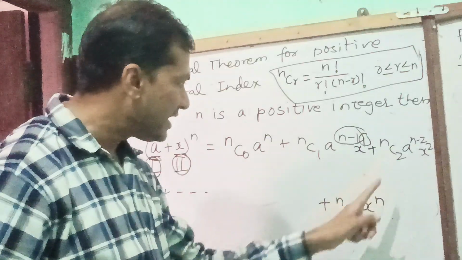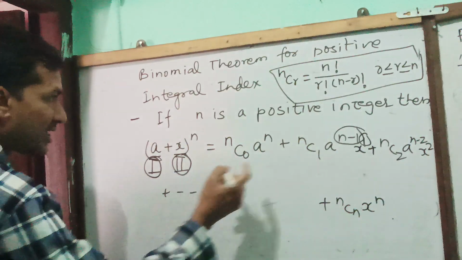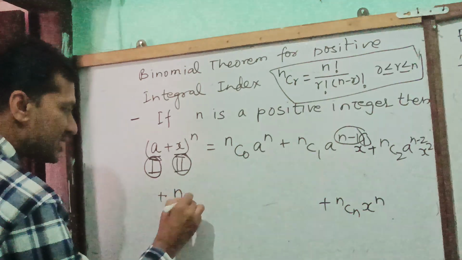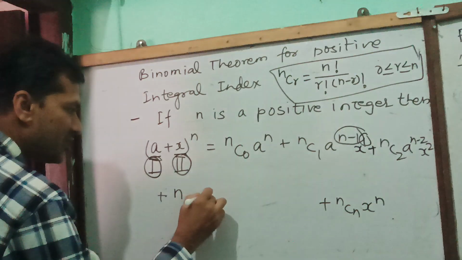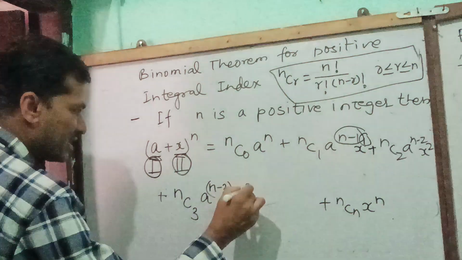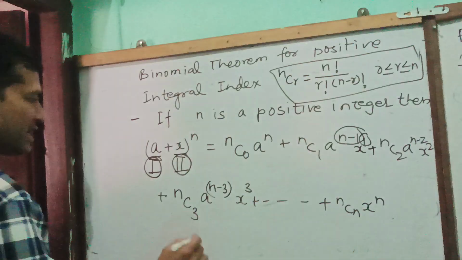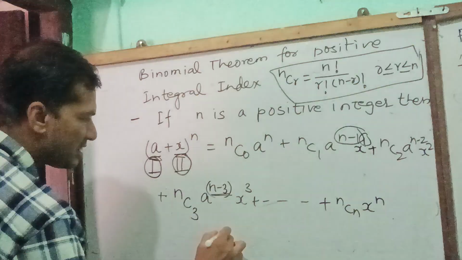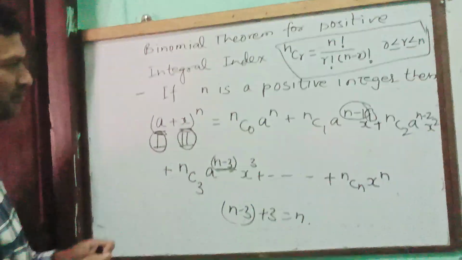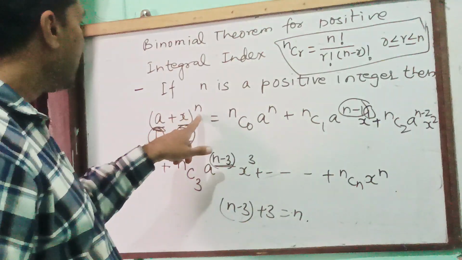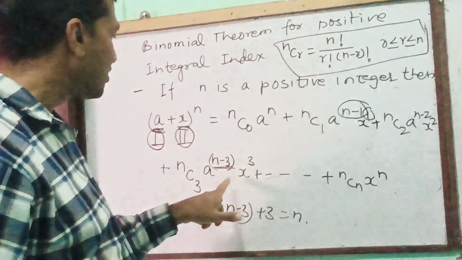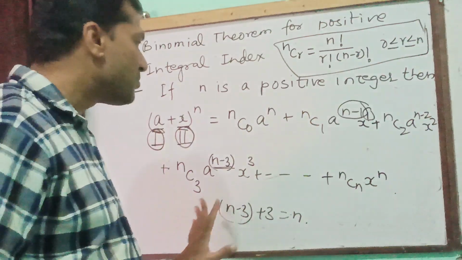Like this one, if we are writing the next term, nC3 a to the power n minus 3 and x to the power 3, and so on. It means again the sum of the power, n minus 3 plus 3, again becomes N. It means what is the second property? If the index is n, the sum of the powers of both the terms, like this x and a, comes up to n.